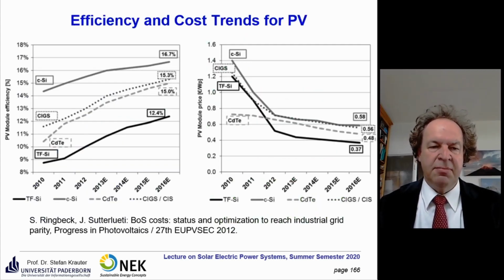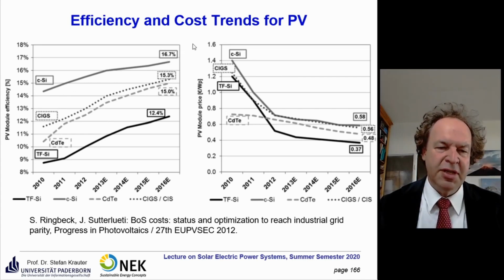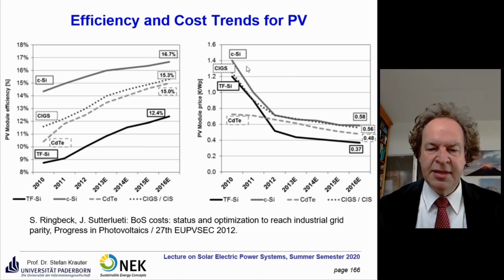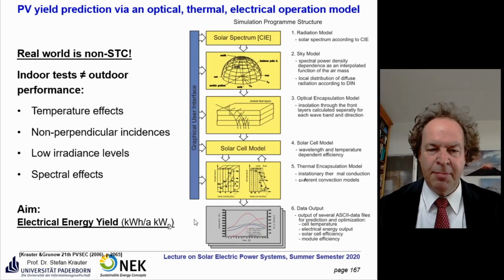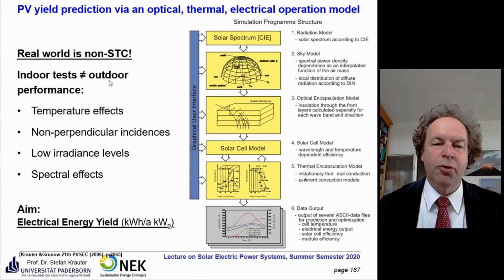So these are some efficiency and cost trends for PV. This is not completely new, but you see here the efficiency goes up. As I told you, nowadays we have for crystalline in the vicinity of 20%, and the costs are going down. So both are very good developments. What has to be considered, I mentioned already. For the yield prediction, you have to consider that standard test condition parameters are not enough, because the indoor tests as used for the standard test condition tests do not represent the outdoor performance.